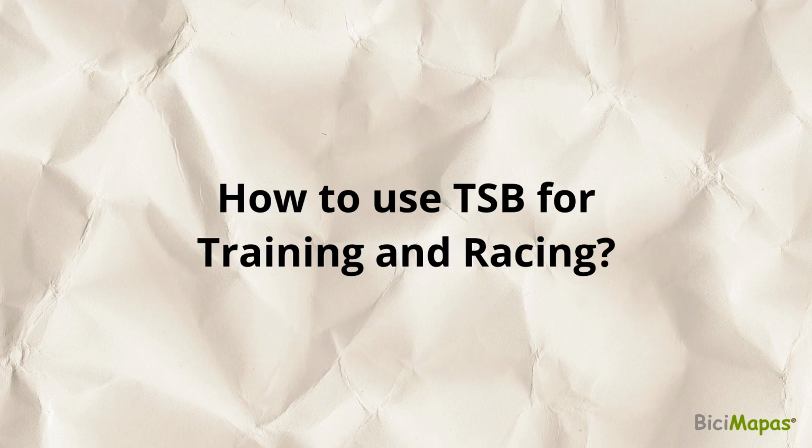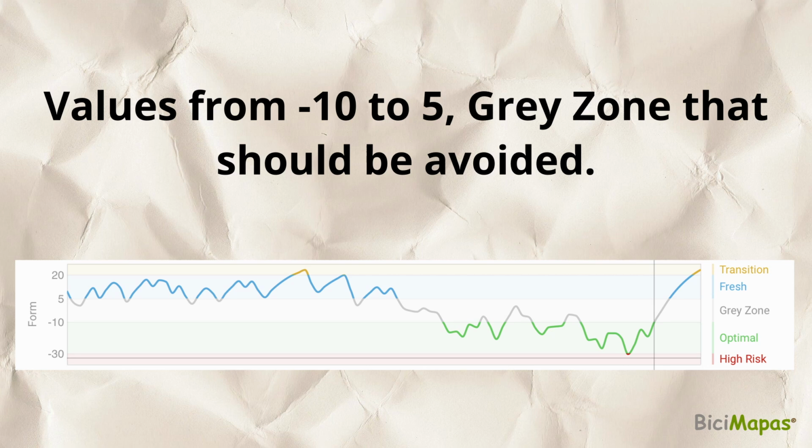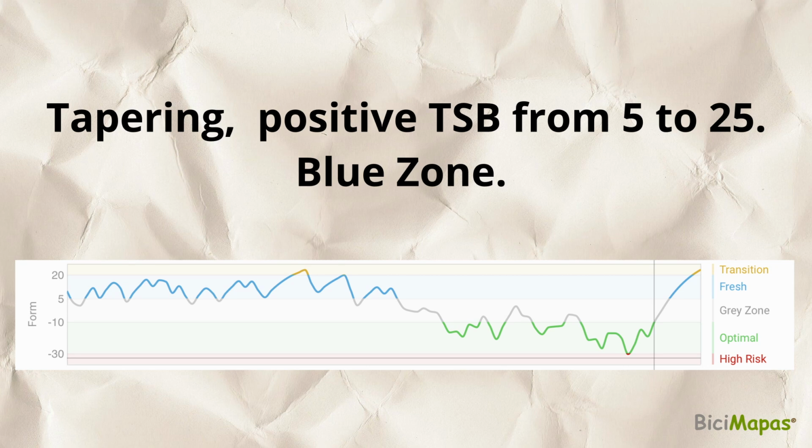How to use TSB for training and racing. Building fitness. During a training phase, TSB will usually be negative because you are stressing your body. Values in the -10 to -30 range are normal. Values from -10 to 5 are a gray zone that should be avoided and used only as a transition to tapering.